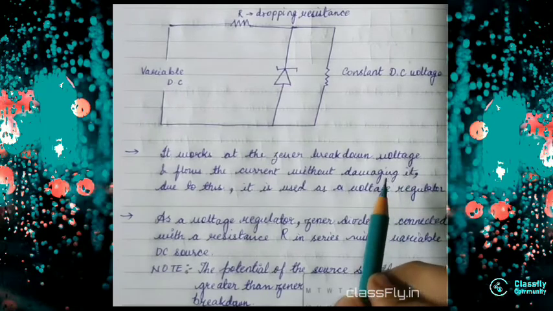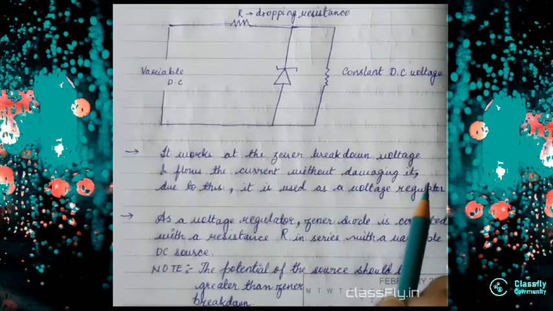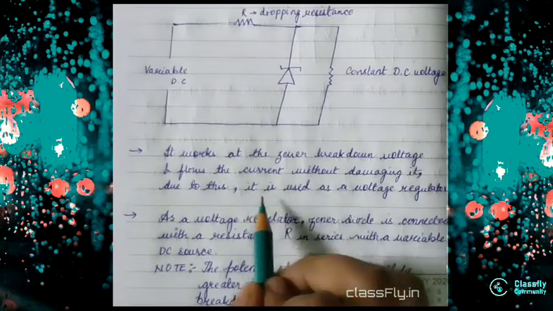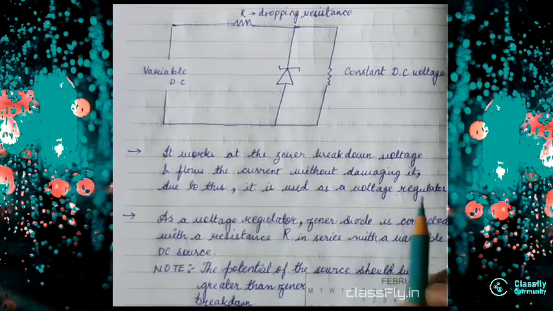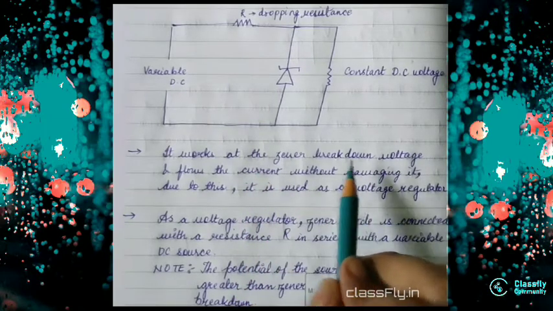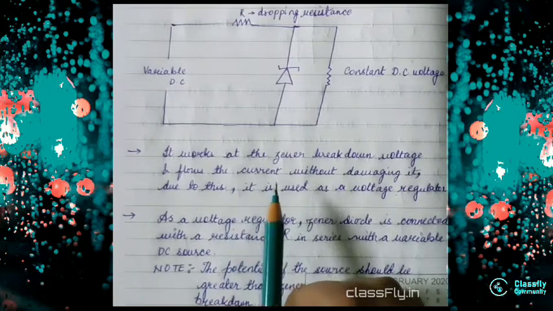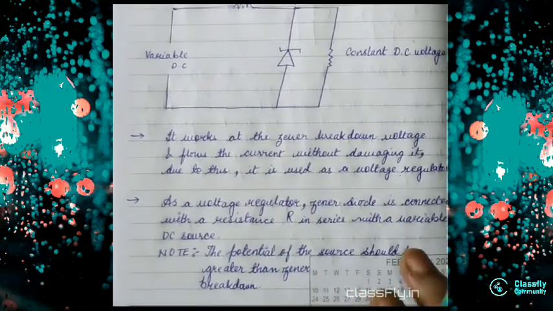And when it is in reverse bias mode, the Zener diode has no damage and it doesn't degrade its properties, right? So due to that, it is used as a voltage regulator. Why is it used as a voltage regulator? Because it works at a Zener diode breakdown voltage, as well as it helps the flow of current without getting damaged. Okay, now let's see the construction.